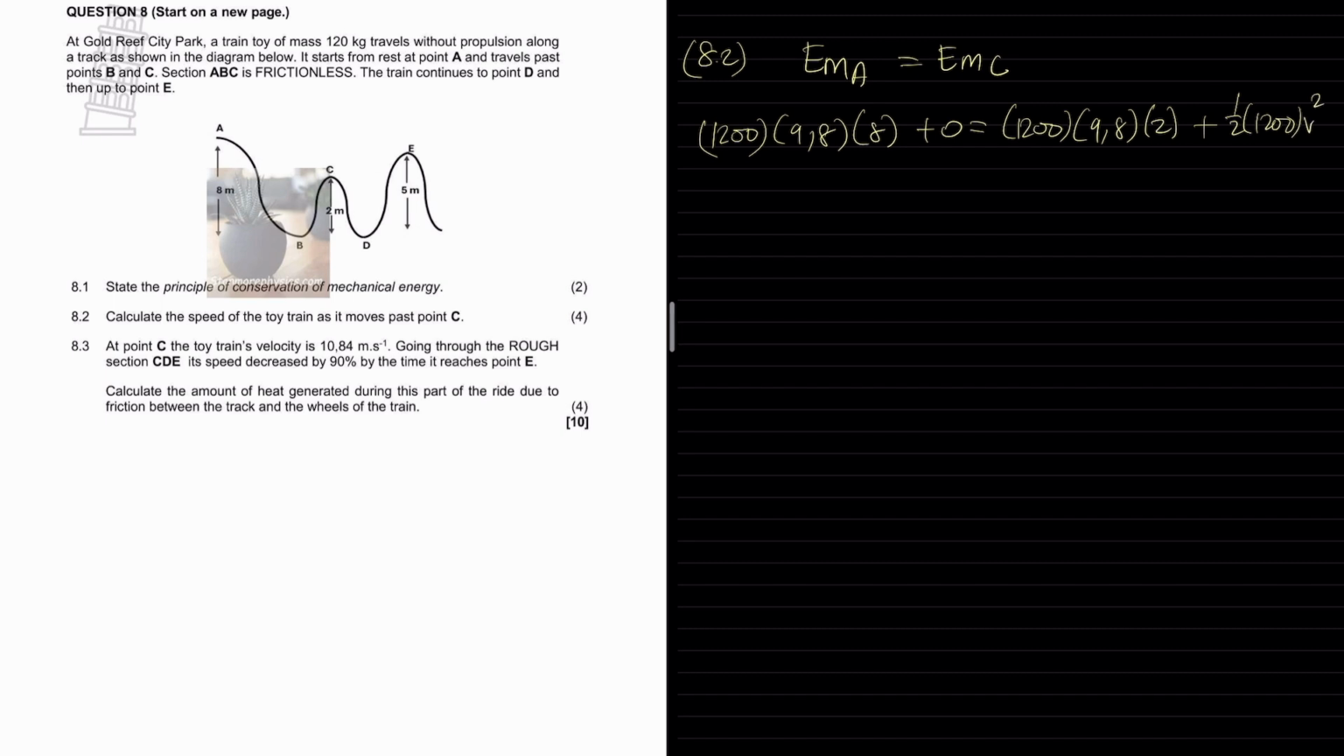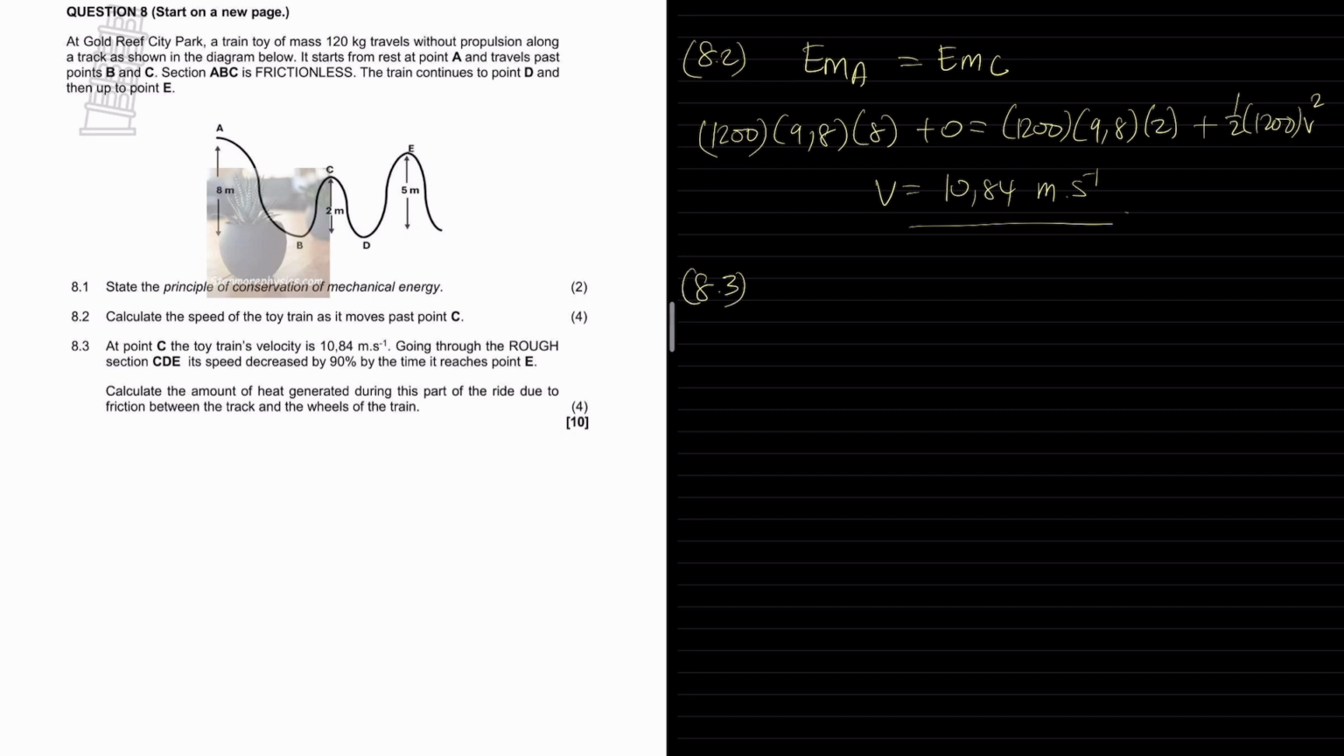So since it's frictionless, I'm going to use mechanical energy. Mechanical energy at A is equal to mechanical energy at C. There's no kinetic energy since it's stationary. So 1200 times 9.8 times 8 plus 0 is equal to 1200 times 9.8 times 2 plus half of 1200 and then v squared. V is then equal to 10.84 meters per second.